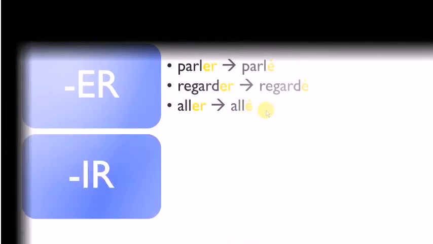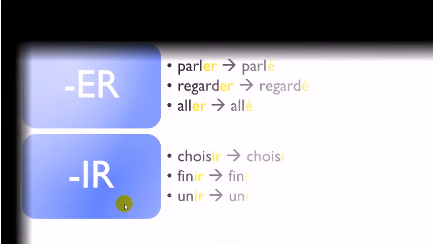Okay? Second group of verbs, so regular verbs, not all the ER verbs, okay? Quite easy as well. Let's take choisir. Choisir is to choose, okay? IR, like that, and it will become I. Finir, to finish or to end, IR, and it will become I. Unir, to unite, IR, and it will become I. So it's quite easy, okay? Choisir, choisi, finir, fini, unir, uni.